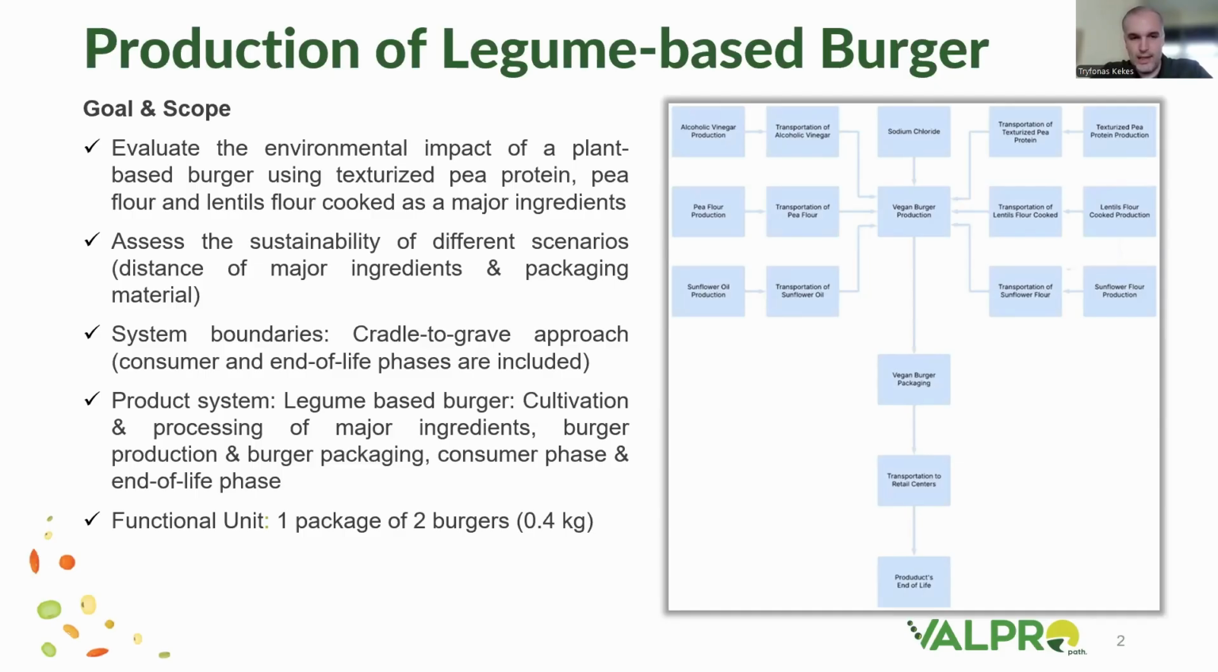Our system boundaries were from cradle to grave, meaning that we took into account the production of the vegan burger and the production chain, meaning that the consumers facing the end of life of the product is also taken into account. The functional unit was 1 package of 2 burgers, which was 400 grams of product.